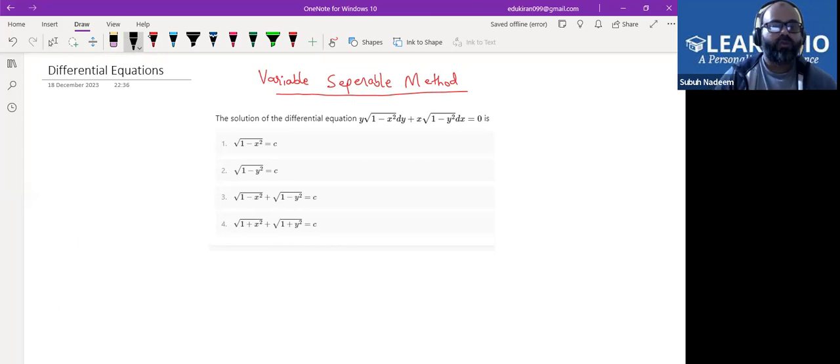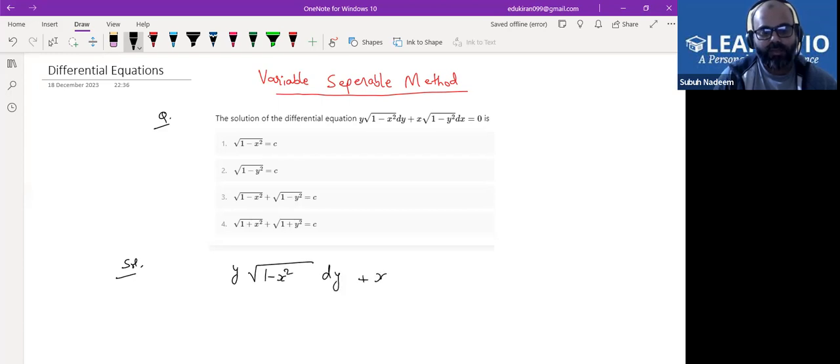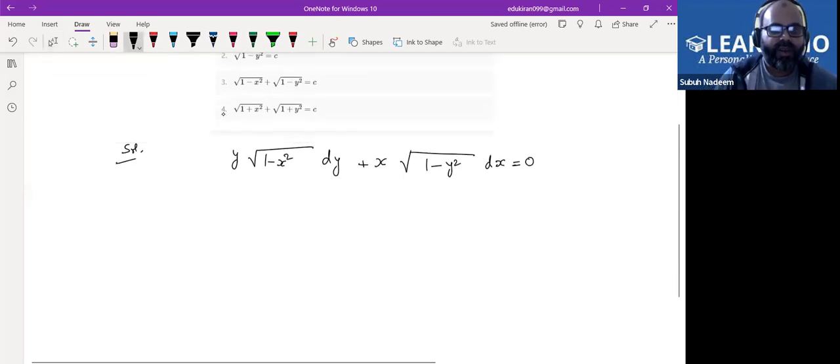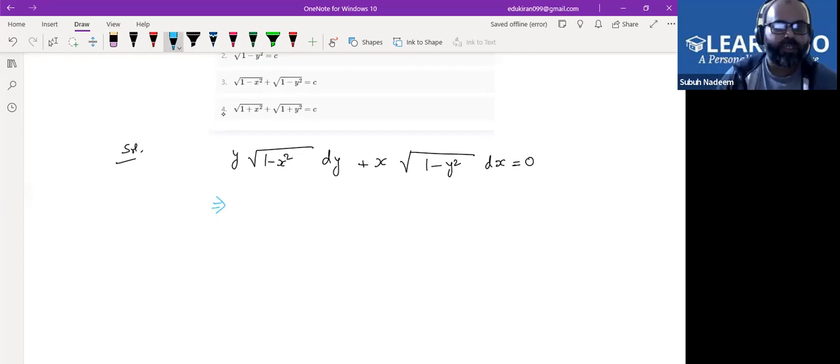So if you want to see this question here, in this question there is y square root of 1 minus x square dy plus x square root of 1 minus y square dx is equal to 0. So if we try to find the solution of this differential equation, we will have to separate the variables.